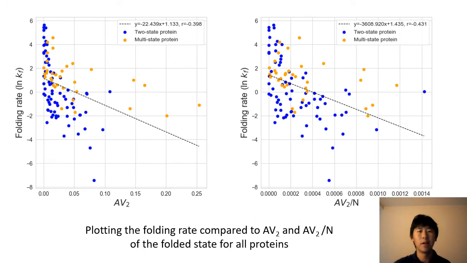So this slide shows the results correlating the protein folding rate with AV2 and AV2 over N of the folded state. The correlations here are about -0.4 and -0.43. These plots are very similar to those on the last slide, but comparing the correlation coefficients between the plots shows us that AV2 correlates better with the folding rate than V2 does.